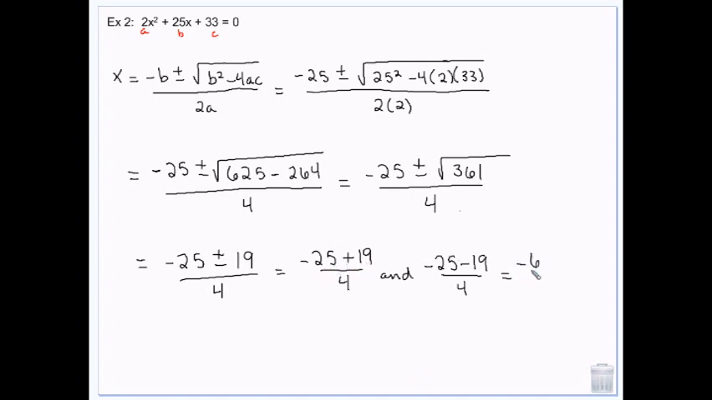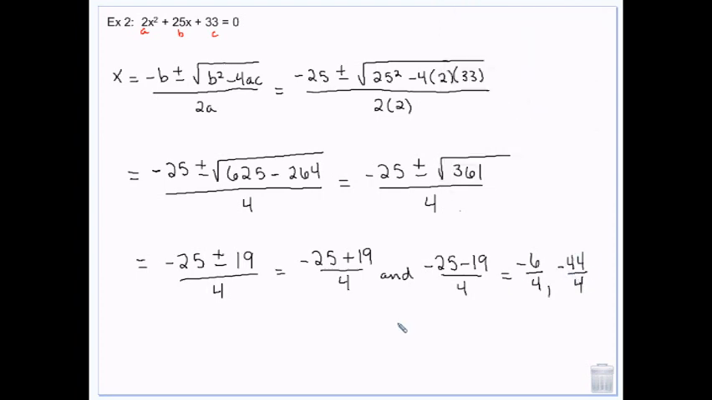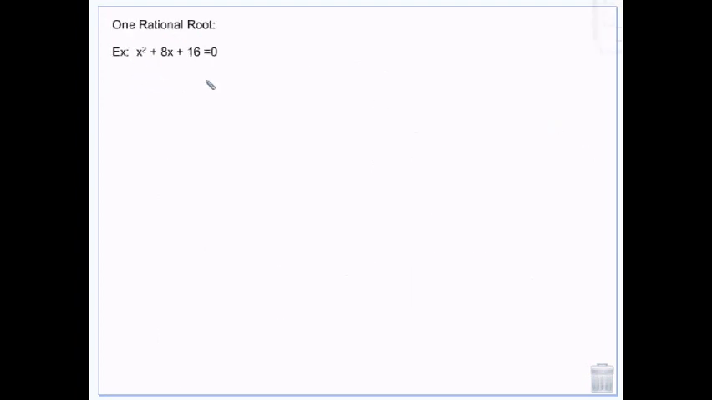Okay, so that's negative 6 over 4, and 25 and 19 is negative 44 over 4. Okay, now this 6/4, you can either reduce it and leave it a fraction, or you can make it into a decimal. I'm just going to leave it as a fraction. And here are my 2 answers. We get something else happening under the radical. So A is 1, B is 8, C is 16.